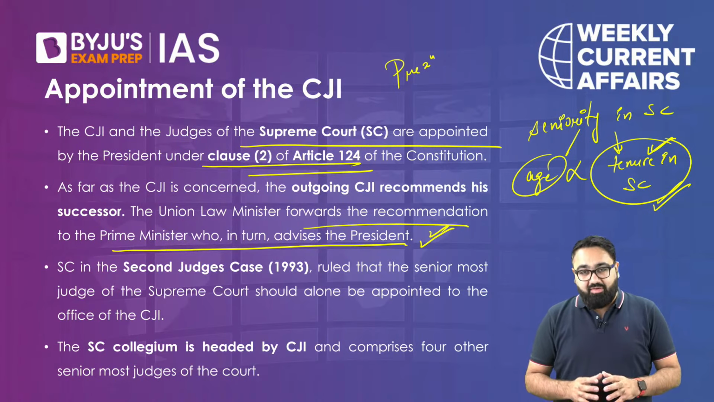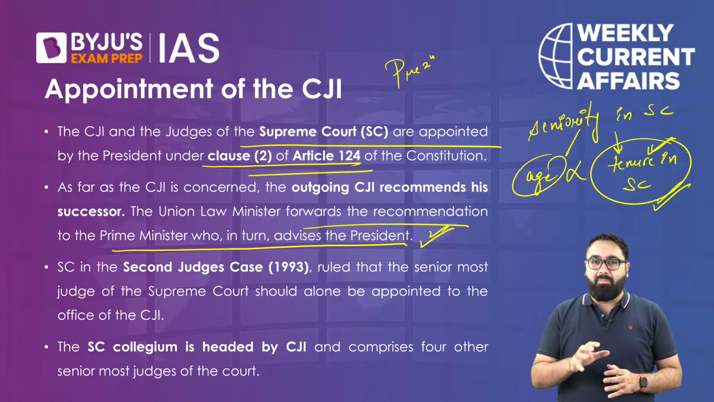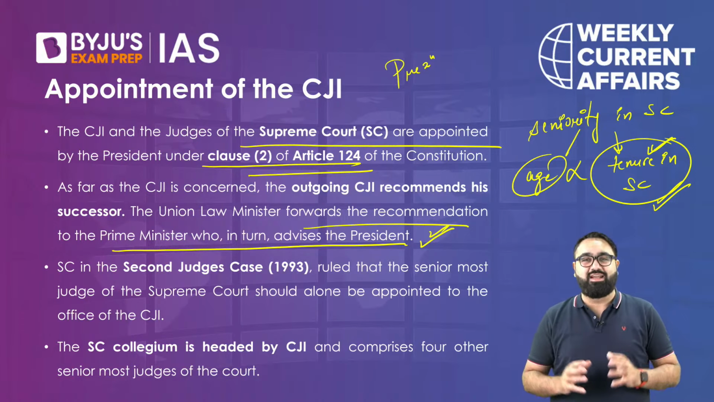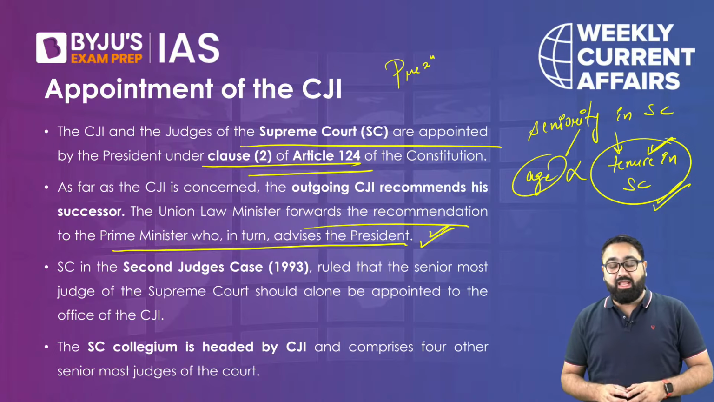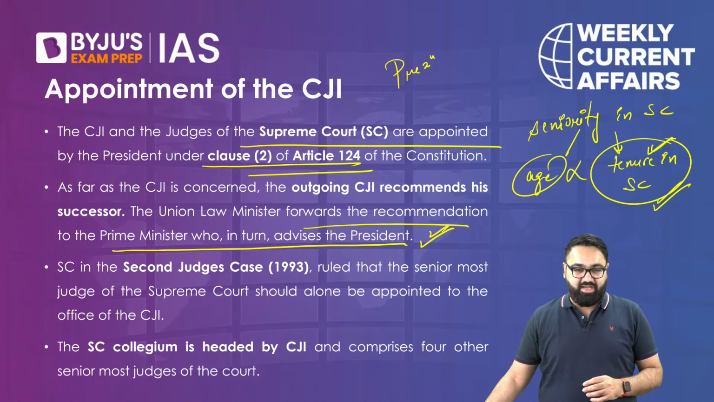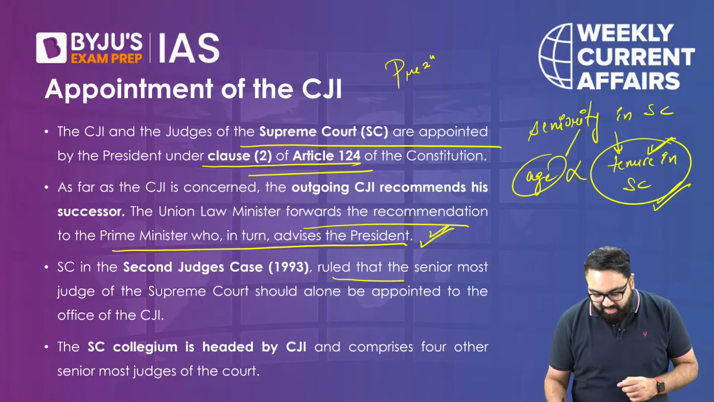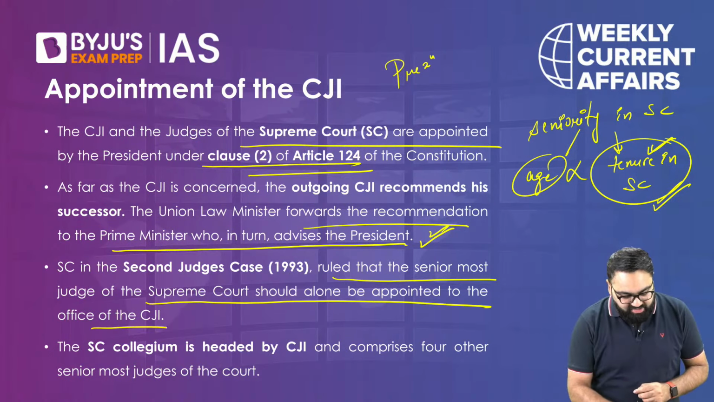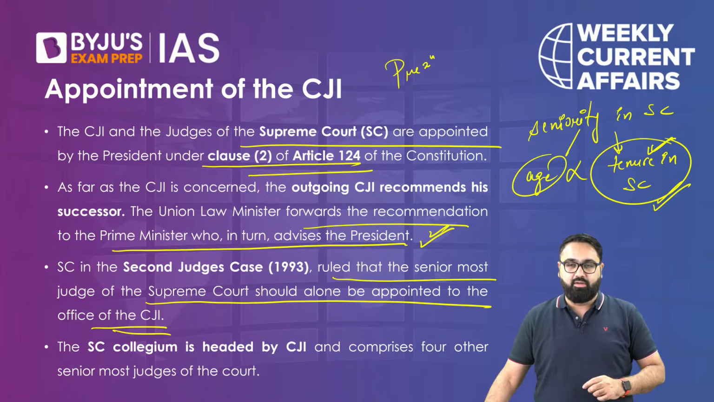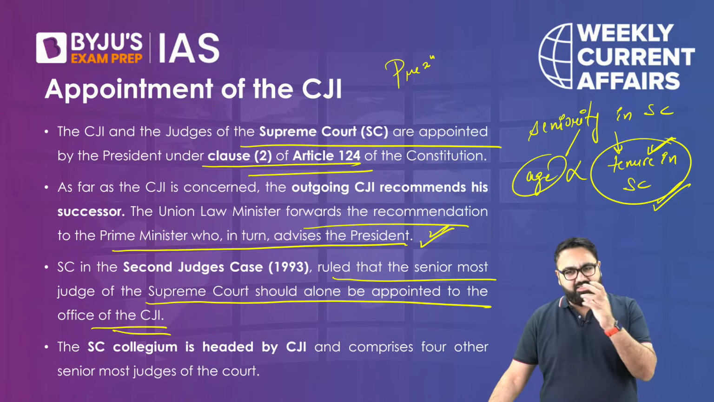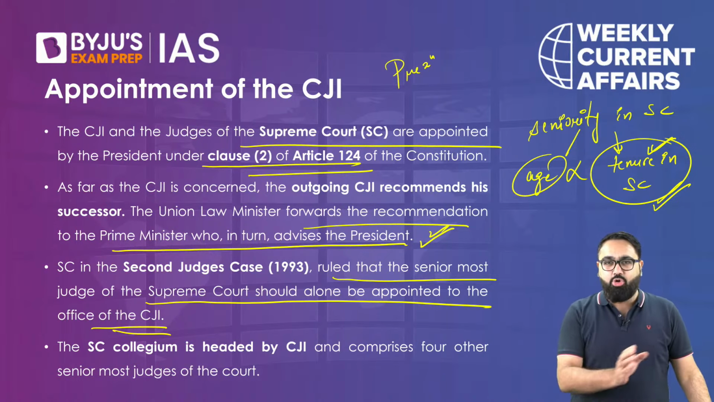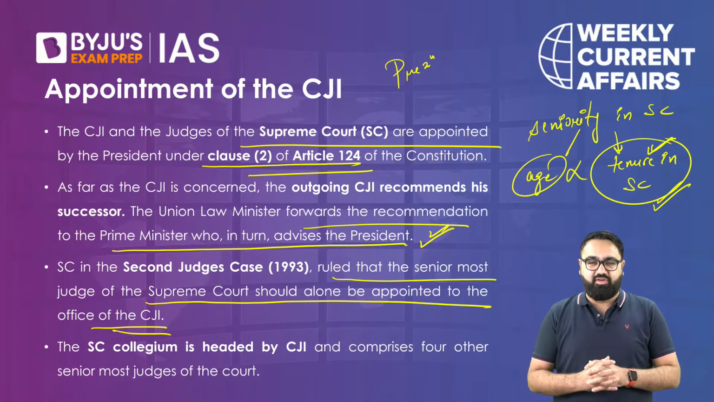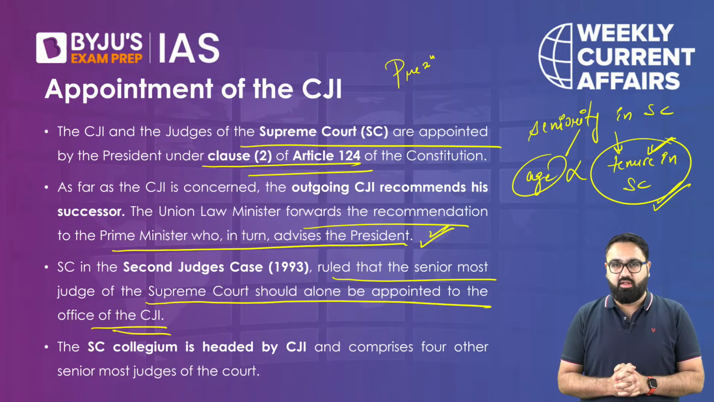That is why there was a need that was felt by the judiciary, by the Supreme Court, to settle this question once and for all. That is why in the famous second judge's case of 1993, the Supreme Court said that the senior most judge of the Supreme Court should alone be appointed to the office of the Chief Justice of India. Since then, it is just a formality that the outgoing Chief Justice will recommend the name of the senior most judge to the Government of India to be the next Chief Justice of India.